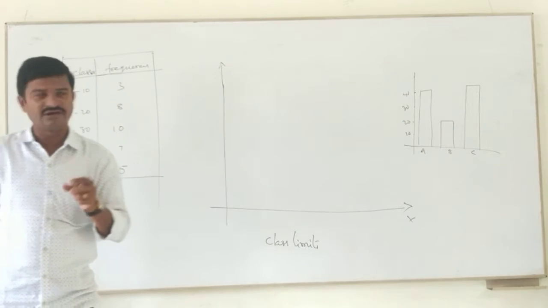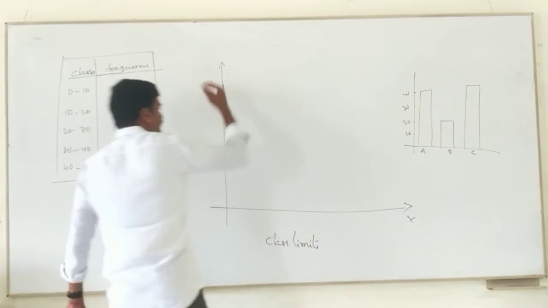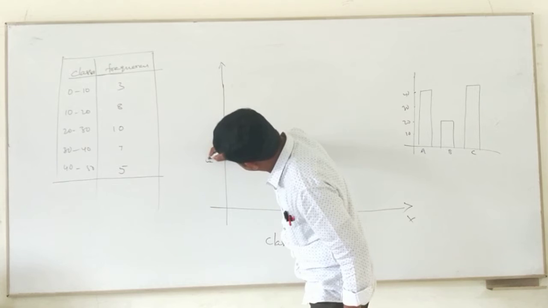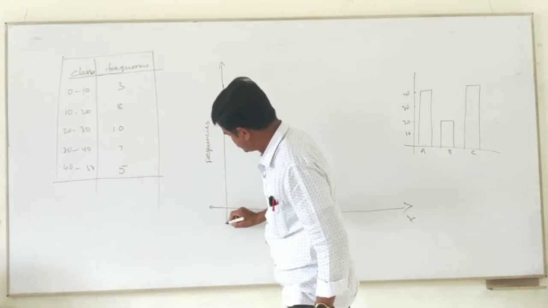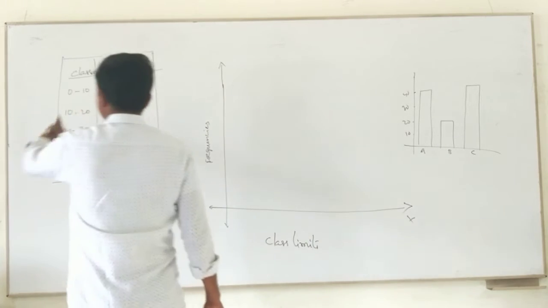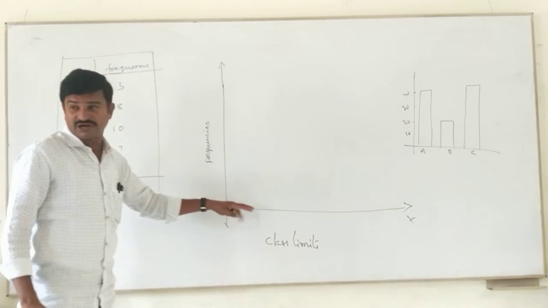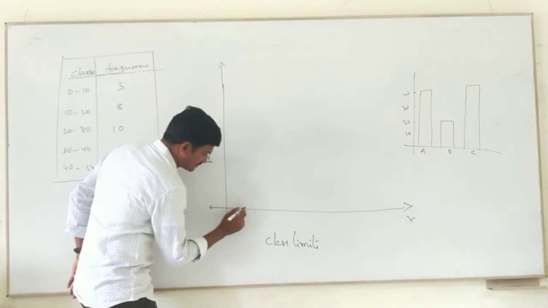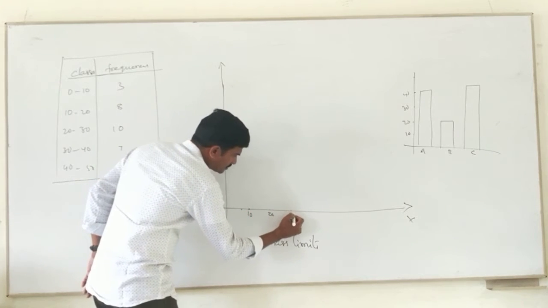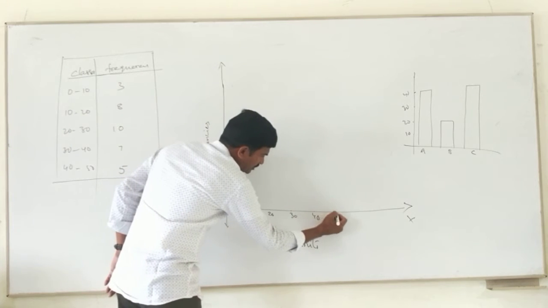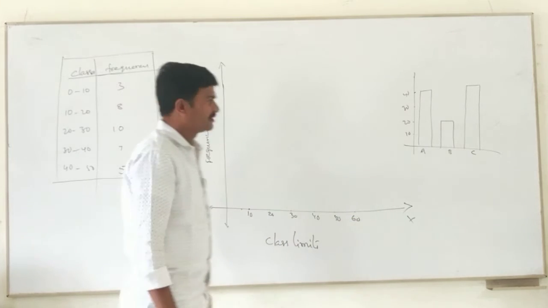Got it? Now on the x-axis I am taking class limits, and on the y-axis I am taking frequencies. The limits are 0 to 10, like that. The gap is 10 only, so that gap you have to maintain here also: 0, 10, 20, 30, 40, 50, 60, something like that.